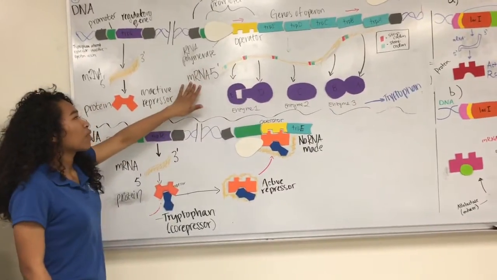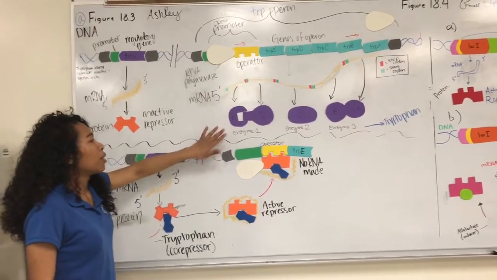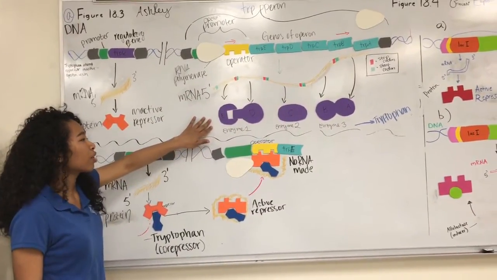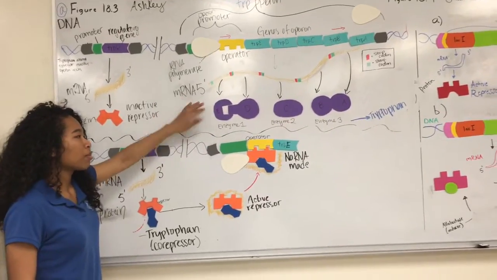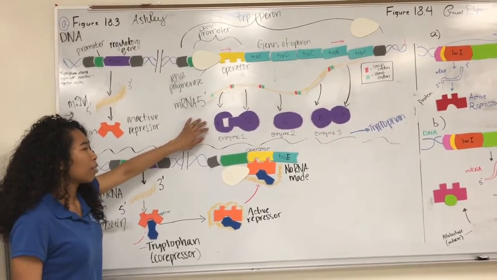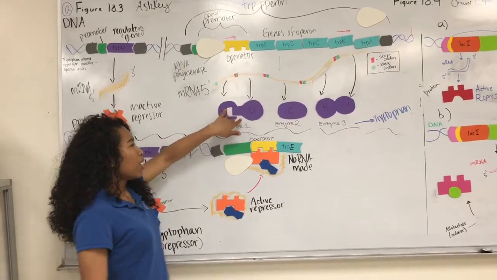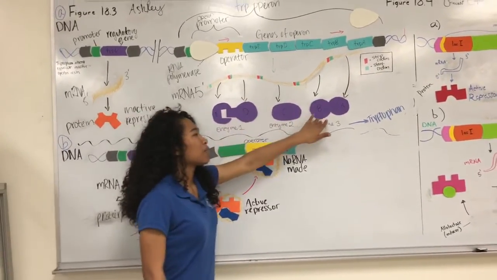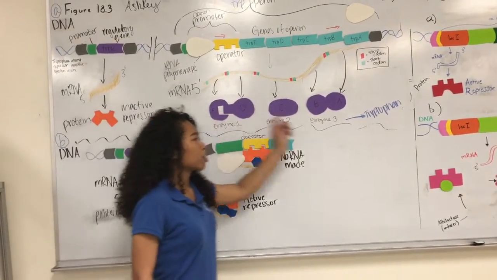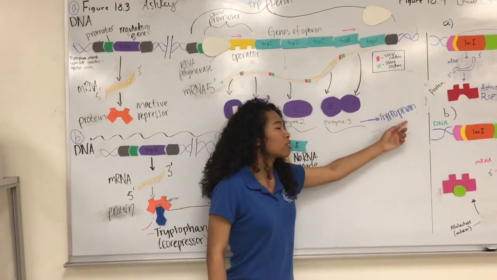And so then this transcribes mRNA, which codes for the polypeptide subunits that come together to form these enzymes that allow for tryptophan synthesis and creates tryptophan.